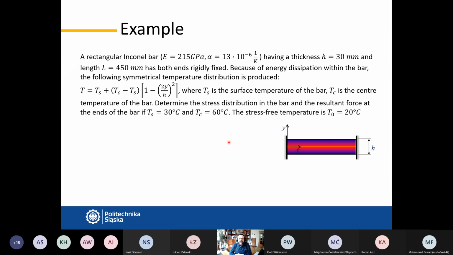And we have to determine the stresses or stress distribution in the bar and the resultant force at the ends of the bar if such temperatures are reached. The system is at stress-free conditions if the temperature is 20 degrees Celsius. So let's try to use these formulas and observe how the temperature distribution will affect our system and the stresses which are generated there.